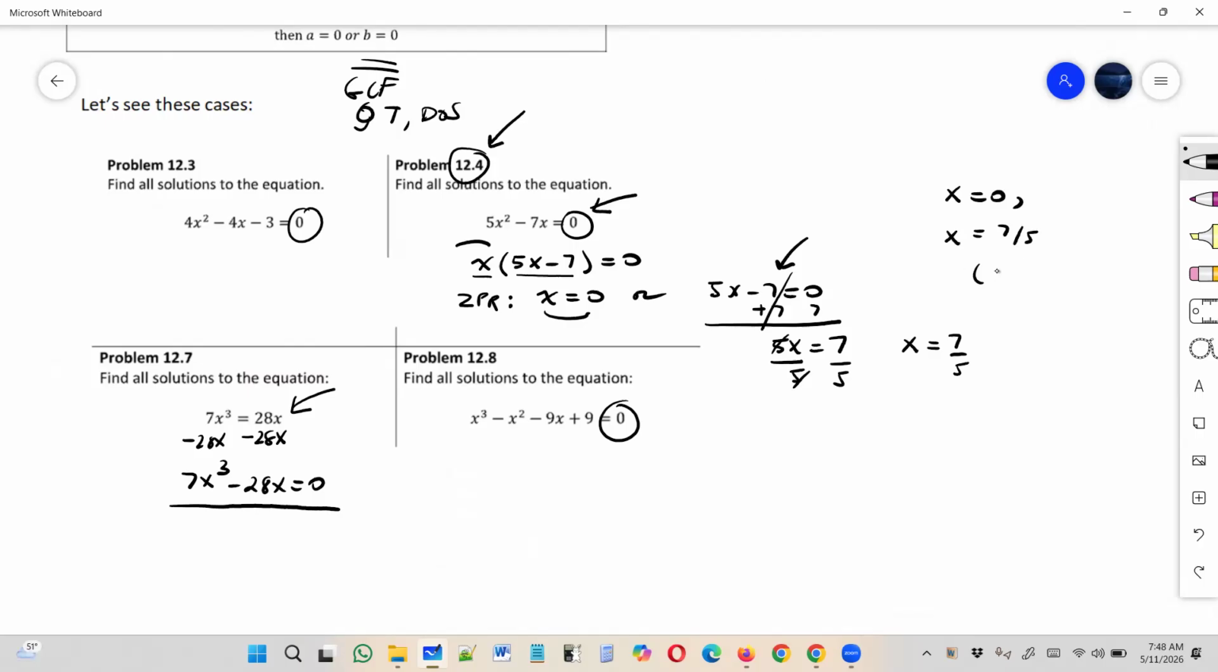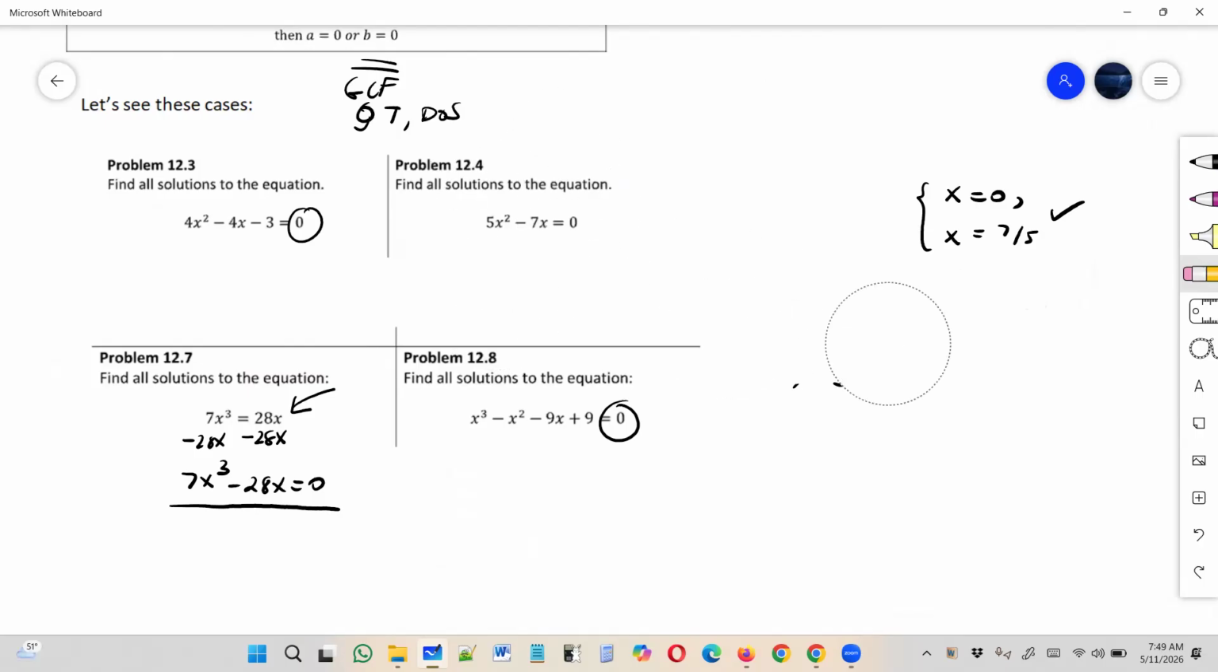Now, do not write it this way. This is very wrong. This is not a point. Both values are x, so just leave them like this. All right, that's the first example.